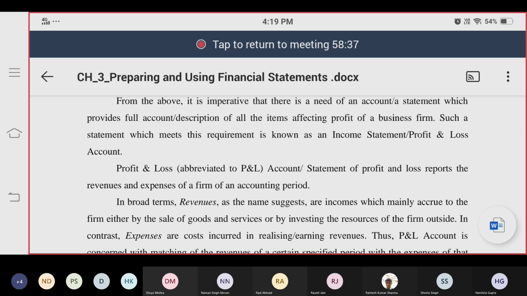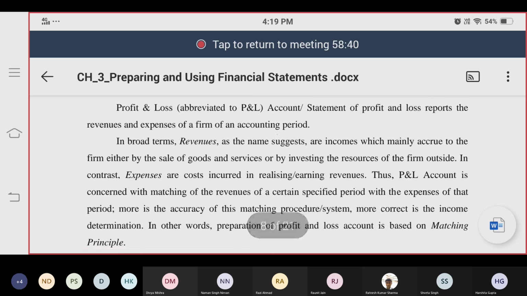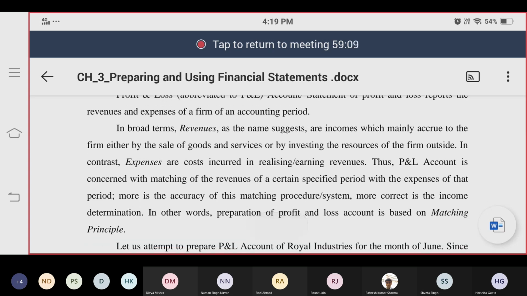और इसको हम लोग P&L भी बोलते हैं, P&L short for profit and loss. Okay. In broad terms, revenues, as the name suggests, are the incomes which mainly accrue to the firm either by the sale of goods and services or by investing the resources of the firm outside. And in contrast, expenses are the costs incurred in realizing or earning these revenues. Thus, P&L account is concerned with matching of the revenues of a certain specified period with the expenses of that period. Okay, this is called the matching principle.